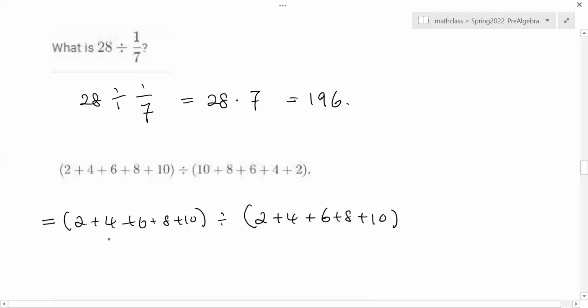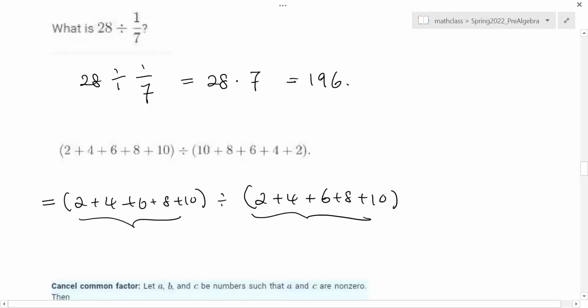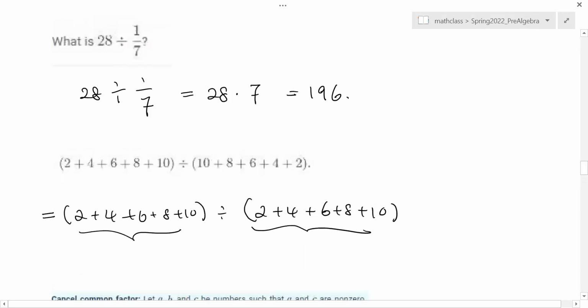So you don't need to know the exact value. This is a sum divided by the same sum, which is identical to the same number, so that's why this is just equal to 1. You don't need to waste time adding all the numbers together.